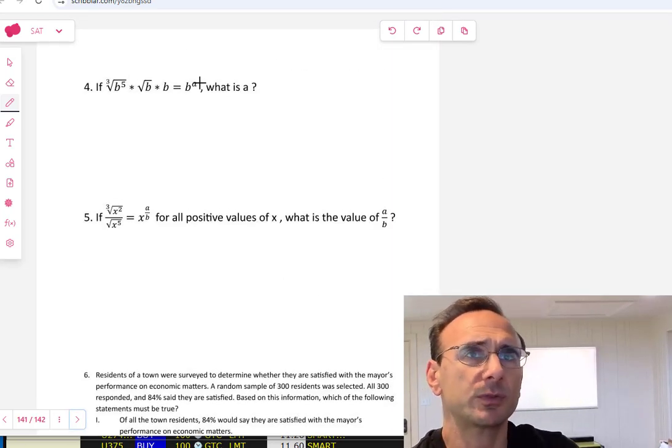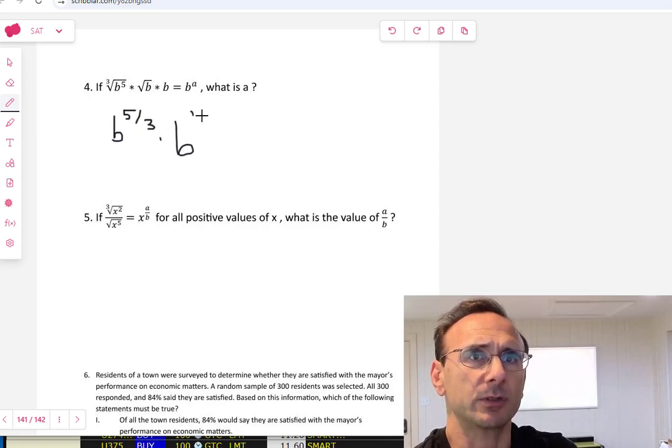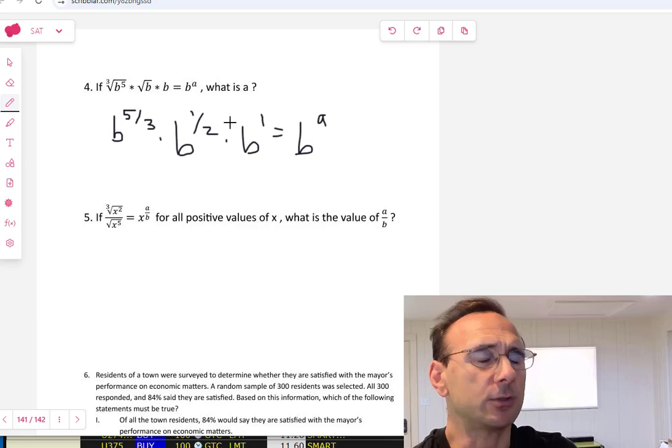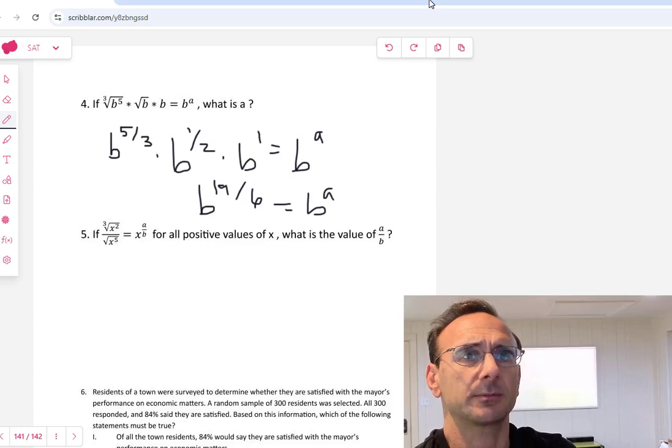4 is exponent rules. You don't use logs ever on the test. It's really just getting a common base. So we get, on the left side, we want to just write it as b to the something. When we multiply, we add the exponents. I would just throw them all in the calculator and then have the calculator turn it into a fraction. So you end up that you get b to the 19 over 6 equals b to the a, which means a is 19 over 6.